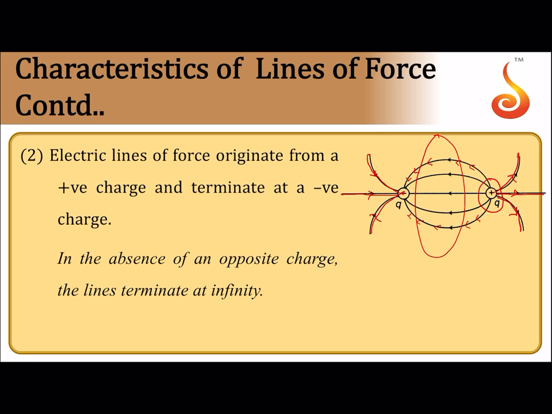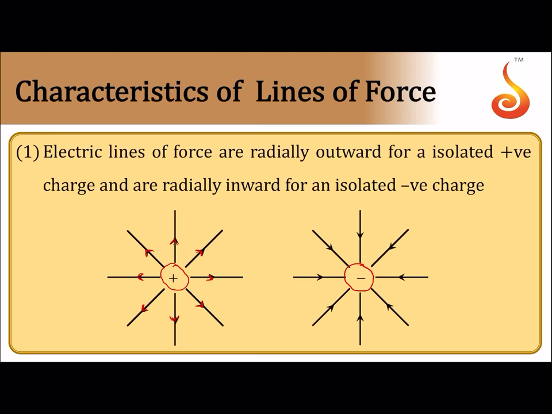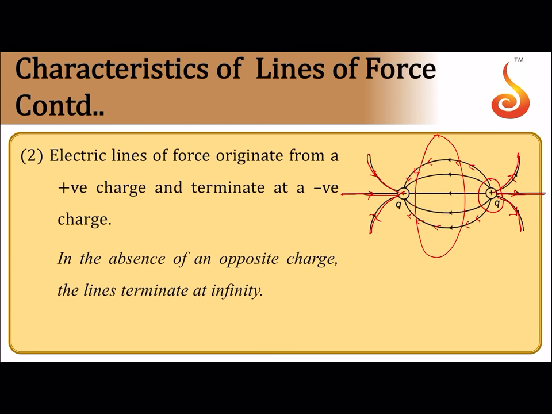Super. Now suppose I don't have two charges, I have only one charge, then what happens? Or both charges are positive or negative, they don't have opposite signs. Then please note the second point which is there in italics. In the absence of an opposite charge, the lines terminate at infinity. If you go back to the earlier diagram that we did, this is a positive charge. The lines of force, where do they go? They go off to infinity. They don't end anywhere. Likewise, for a negative charge, the lines of force are coming from infinity. So in the absence of an opposite charge, the lines will terminate at infinity. That is the second characteristic of the electric lines of force.